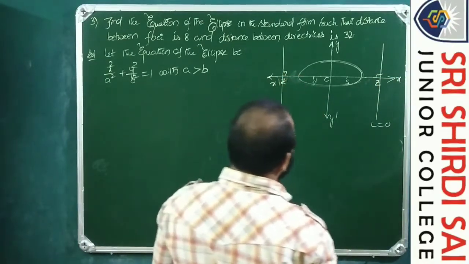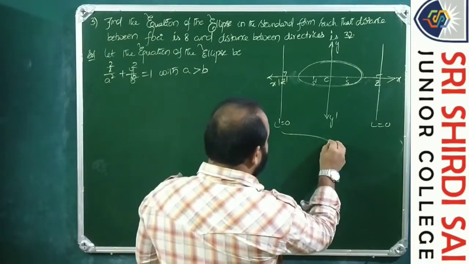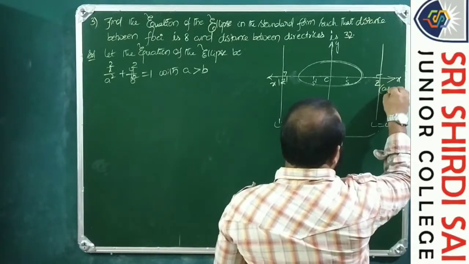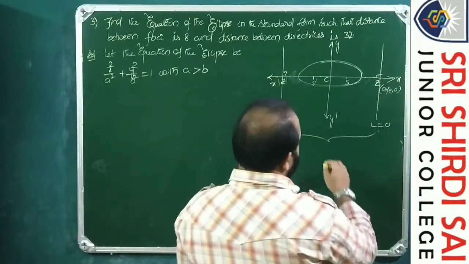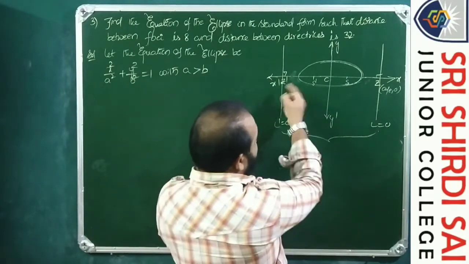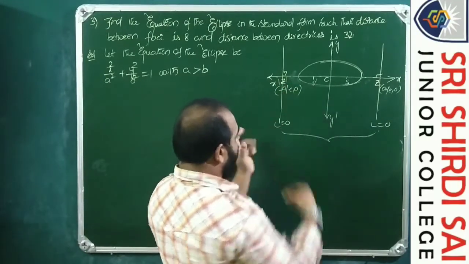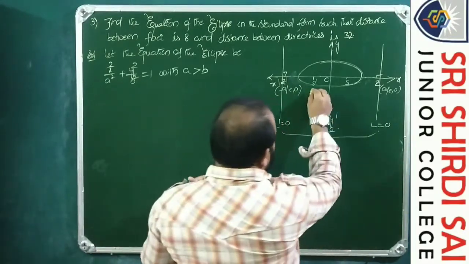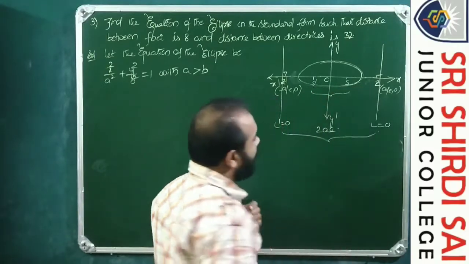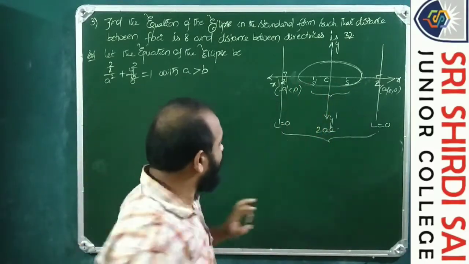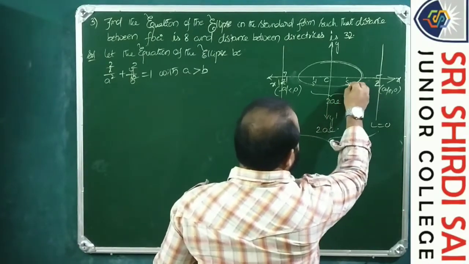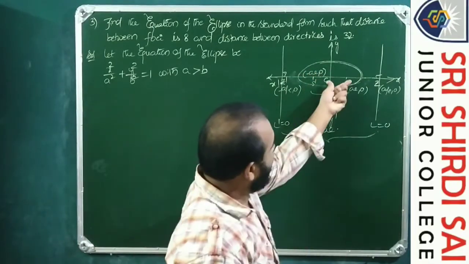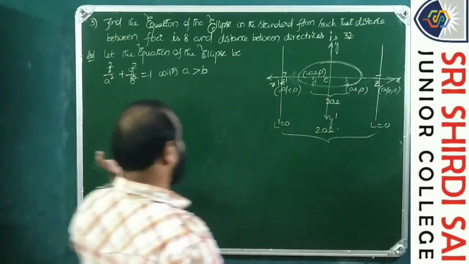Now, so distance between the directrices is, this is A by E comma 0 from the center, and this is minus A by E comma 0. Totally this is 2A by E, and this is equals to what we have discussed earlier. Distance between the foci is 2AE. This is AE comma 0 and this is minus AE comma 0. This is AE and this is AE, 2AE. So this is the data given.